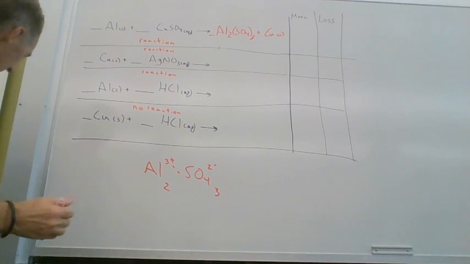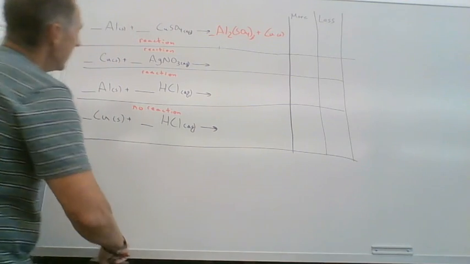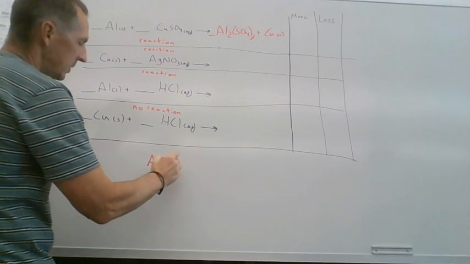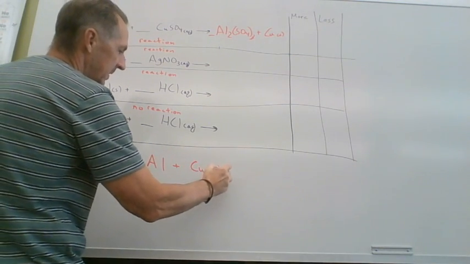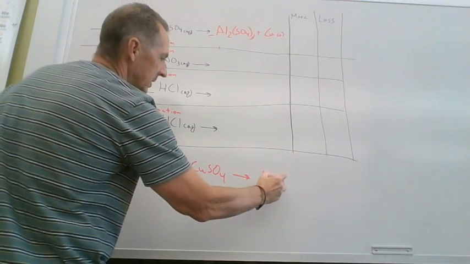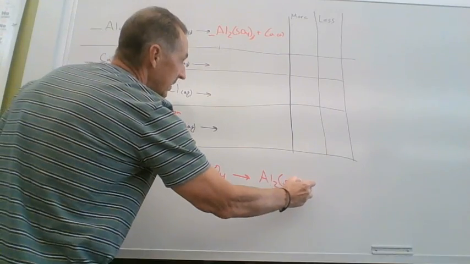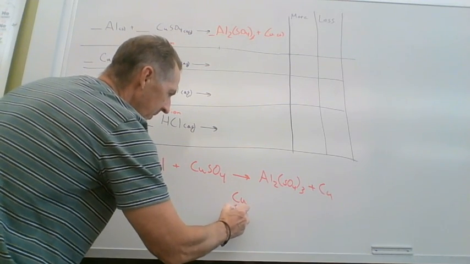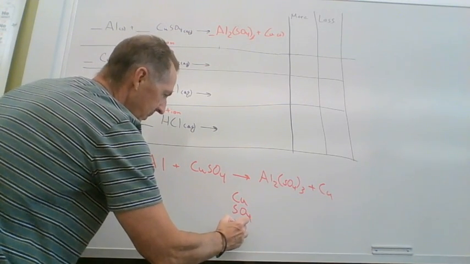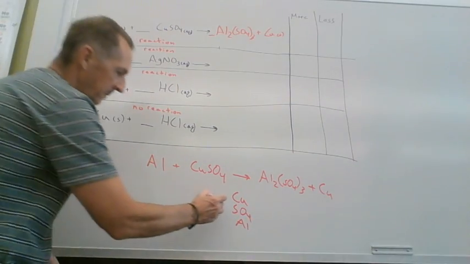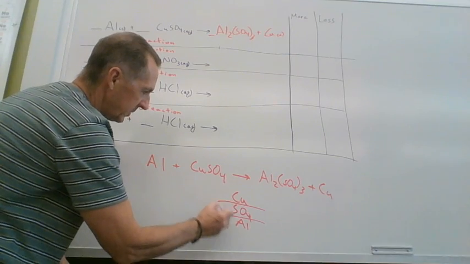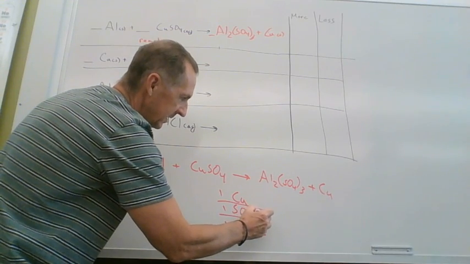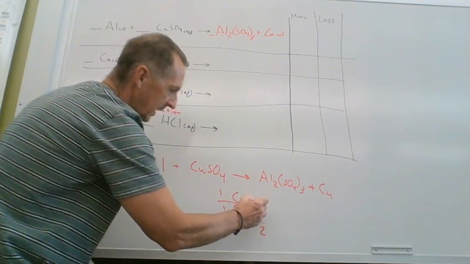Then we would have to go through and balance this equation. So we have aluminum plus copper sulfate going to aluminum sulfate plus copper. So we're trying to balance our copper. We'll do our sulfates as a group and aluminum. So here we have 1 aluminum, 1 copper, and 1 sulfate. Here we have 2 aluminum, 3 sulfates, and 1 copper.